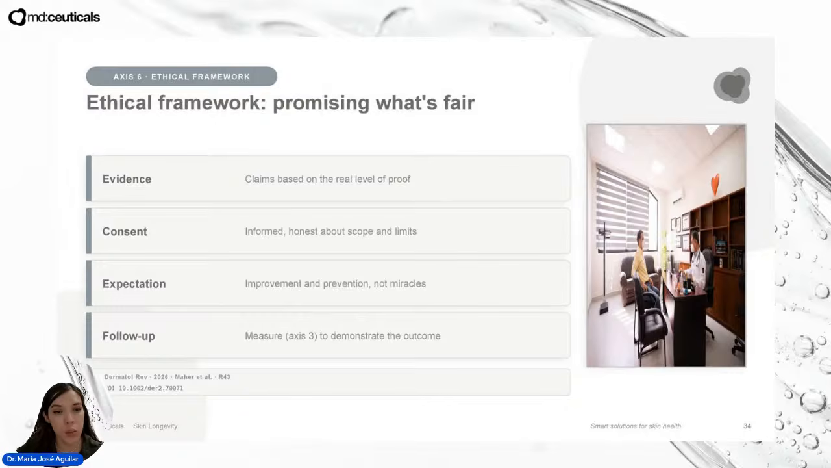Try to be clear with expectations. If the patients need a longevity treatment or an anti-aging treatment, it's going to be different, no? And always remember to make this follow-up.